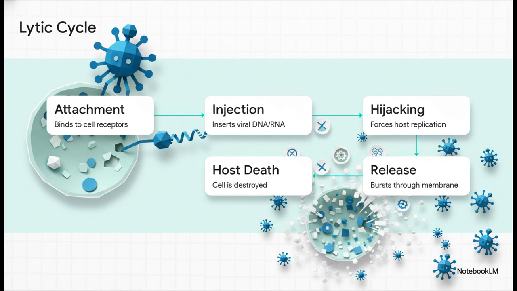Step 4 is release. Once the cell is filled to the absolute brim with newly assembled viruses, they violently burst through the cell membrane in a process called lytic release, which leads us inevitably to step 5, host death. The original cellular city is completely destroyed, leaving a gaping hole in its membrane, while hundreds or thousands of new viruses spread out to find their next target.